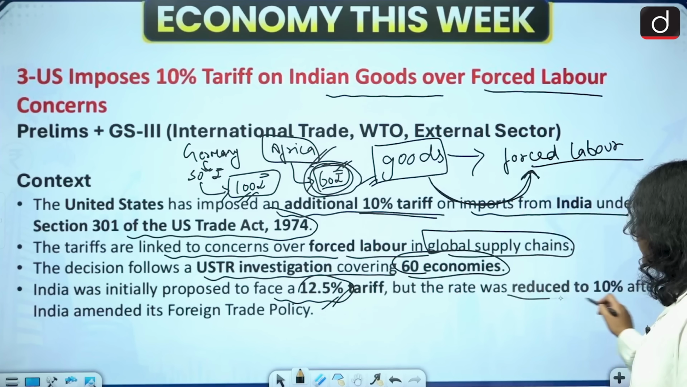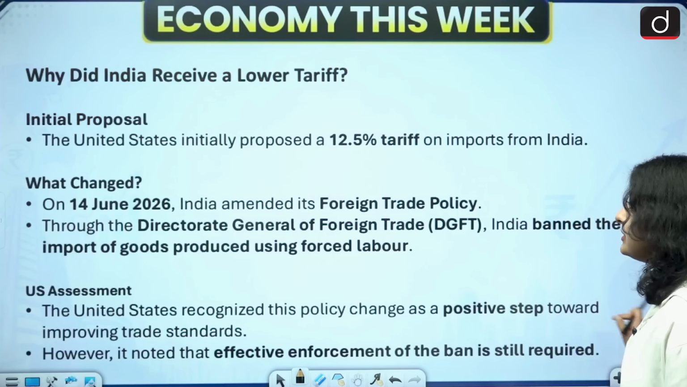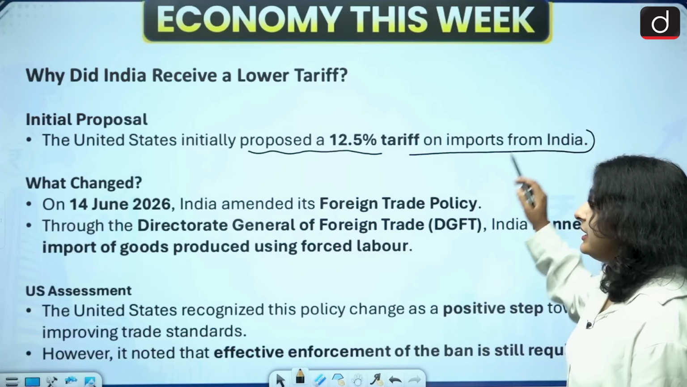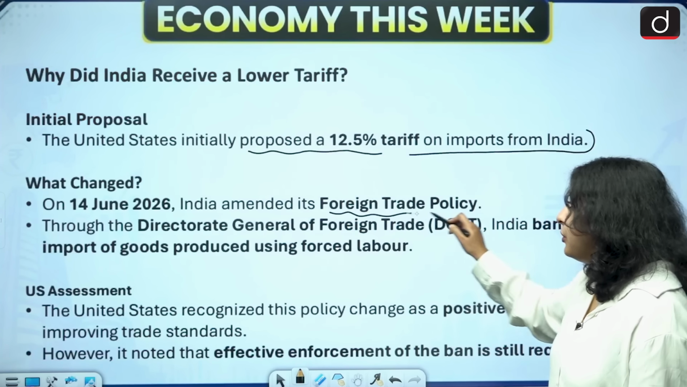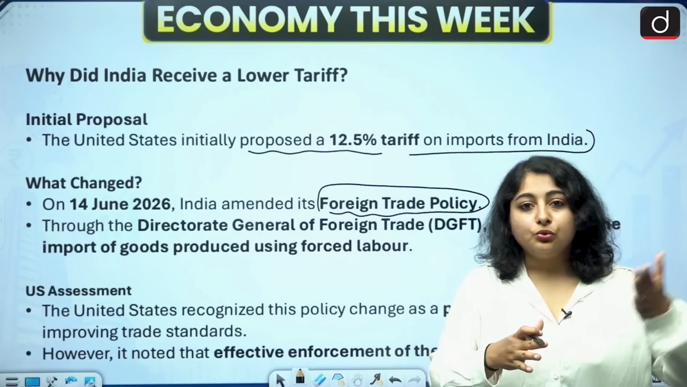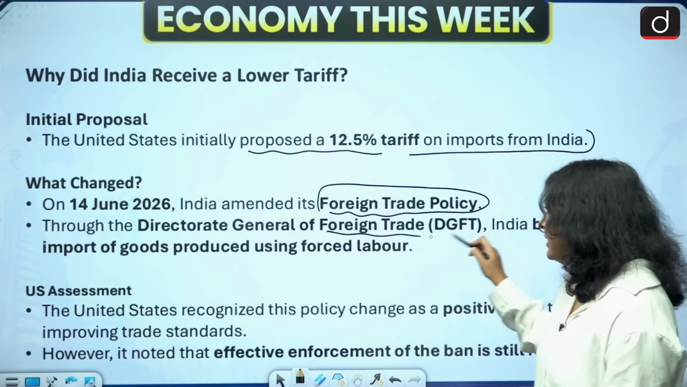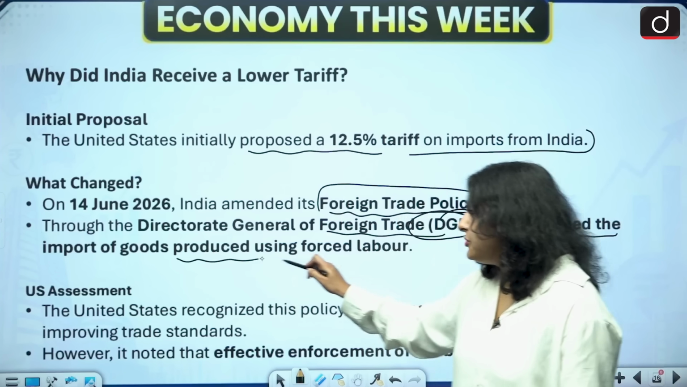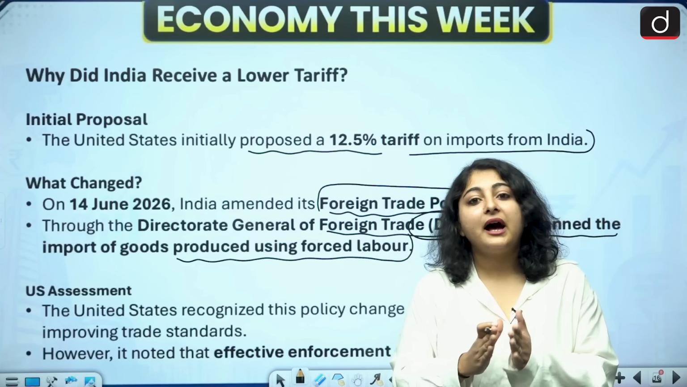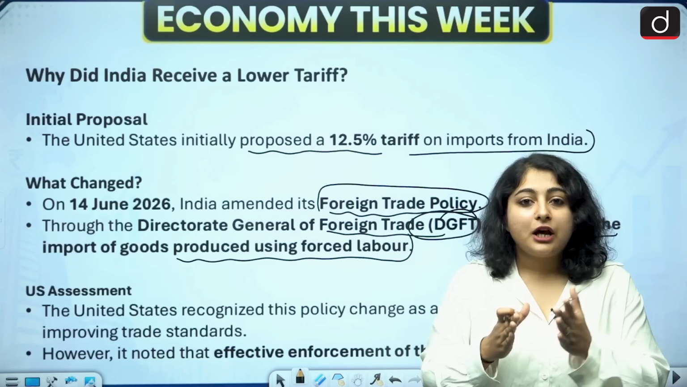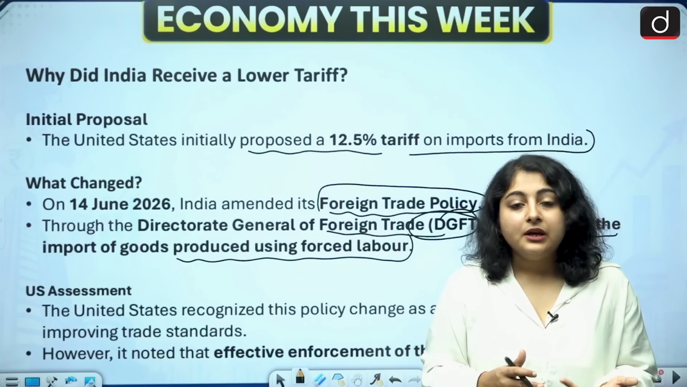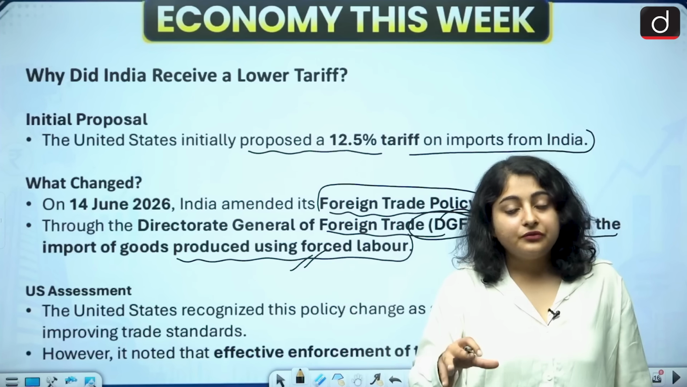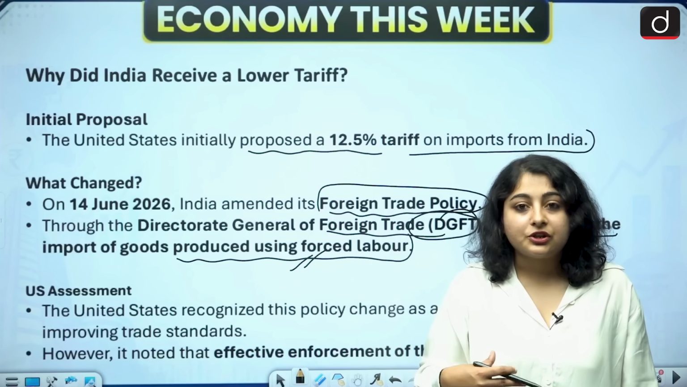Okay. Now see, India amended its foreign trade policy. The US initially proposed a 12.5% tariff on imports from India, but India amended its foreign trade policy. We brought a rule through DGFT. DGFT brought a rule: India banned the import of goods produced using forced labor. Now we have banned the import of those goods which have been manufactured using forced labor. So India now has a rule with regard to this. Because of this reason, the US has given us some concession.